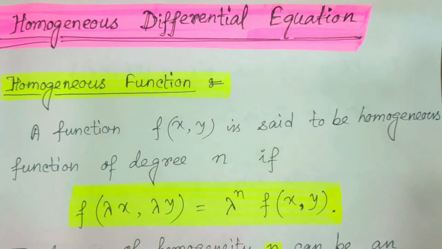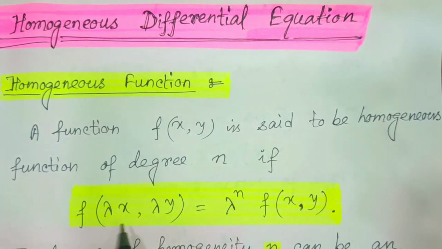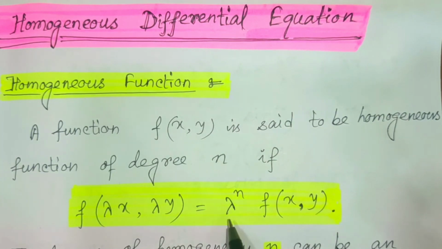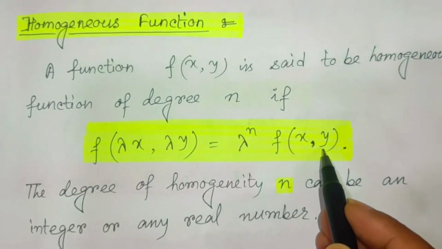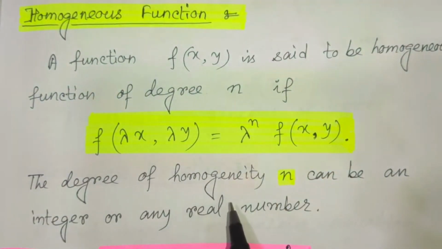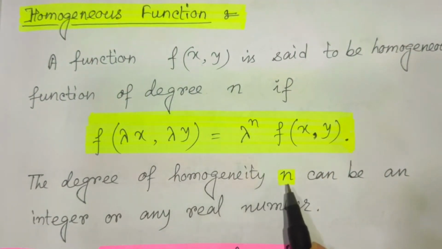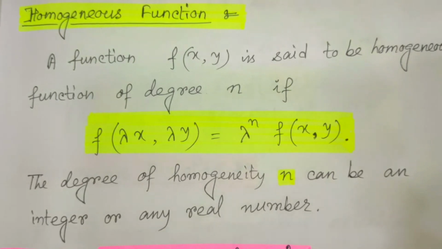A function f of x, y is said to be a homogeneous function of degree n if we substitute lambda x instead of x and lambda y instead of y, and after this substitution and simplification, we find the result as lambda to the power n times f of x comma y. Then we say the given function is homogeneous and it is of homogeneity n. This n can definitely be an integer or any real number. So let us do that with some examples so that we can understand better.